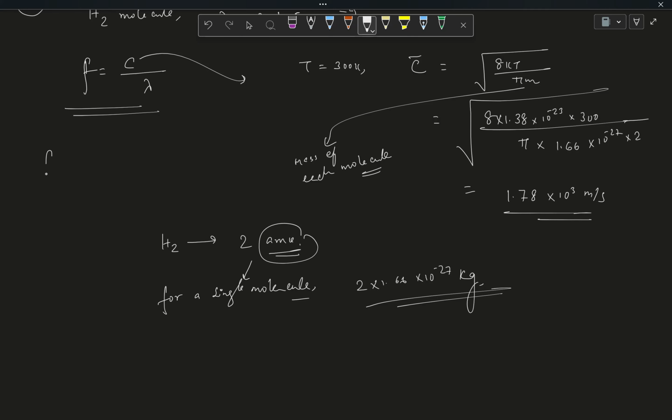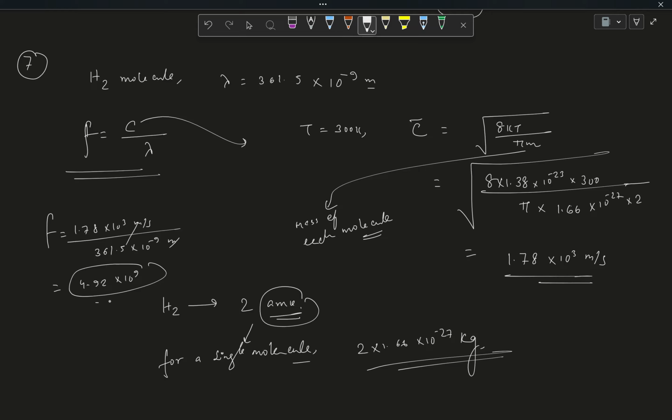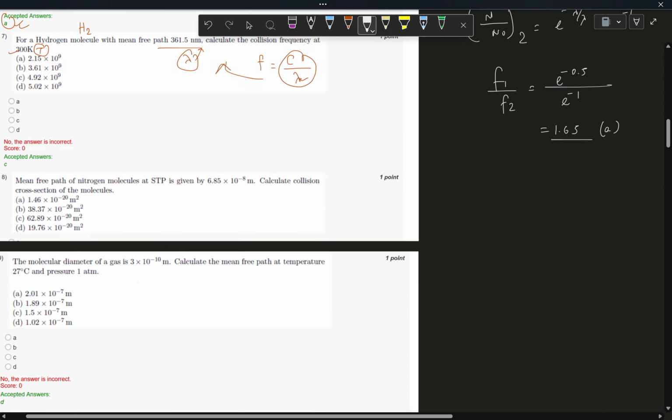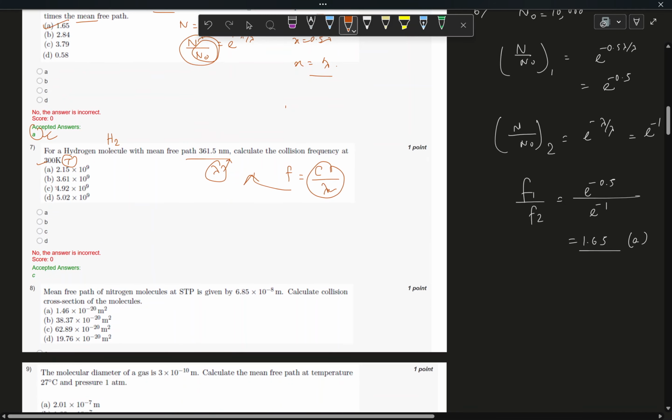So your collision frequency becomes F equal to 1.78 into 10 to the power of 3 meter per second divided by 361.5, which is the lambda value, 361.5 into 10 to the power of minus 9 meter. So meter and meter cancel out. So this is just 4.92 into 10 to the power 9. This is the answer we have obtained, and the correct answer is also C. So our calculation is right.